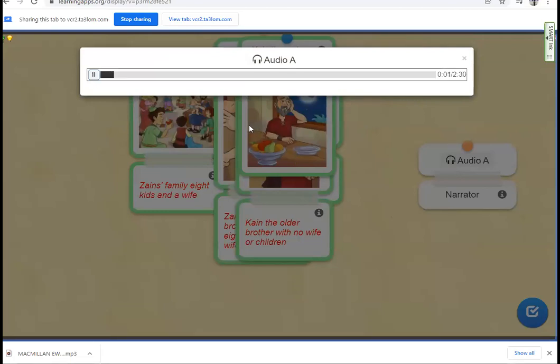Pupil's Book, Unit 6, page 66. Reading: The Two Brothers.